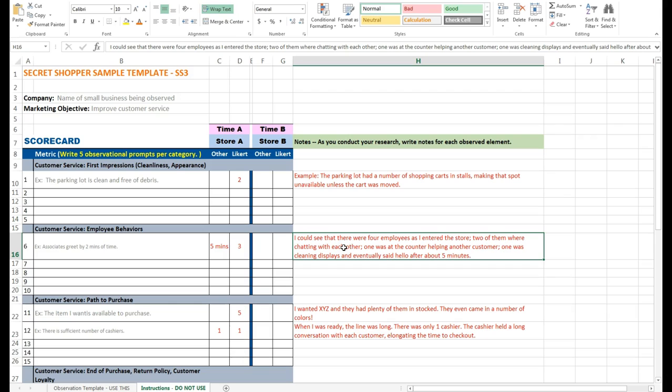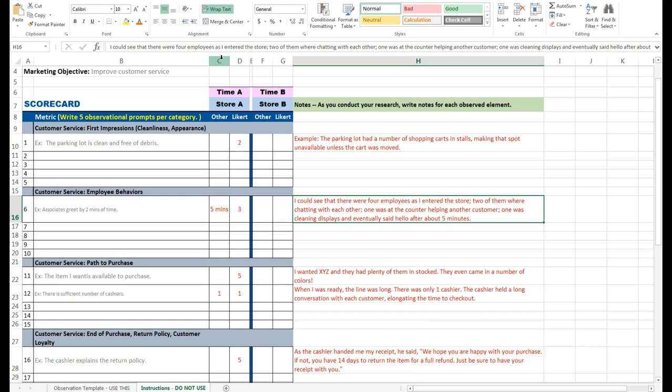And in here, you'll see I wrote something like, I could see that there were 4 employees as I entered the store. 2 of them were chatting with each other, 1 was at the counter helping another customer, and 1 was cleaning displays, and eventually said hello after about 5 minutes. So somebody did come and say hello to me, and so I just gave him a 3. It could be argued that there should have been a 2, but perhaps 3 minutes was actually acceptable for this particular establishment. All right. So then you just go through that.